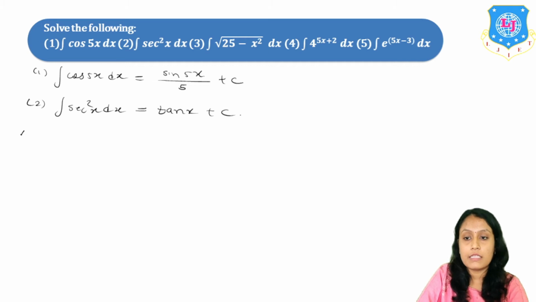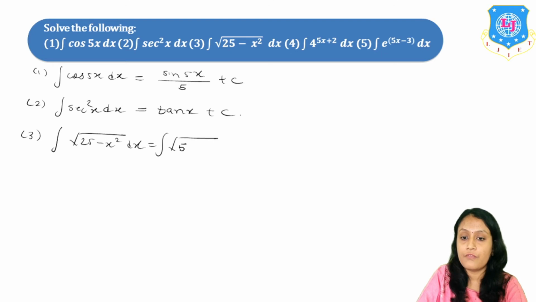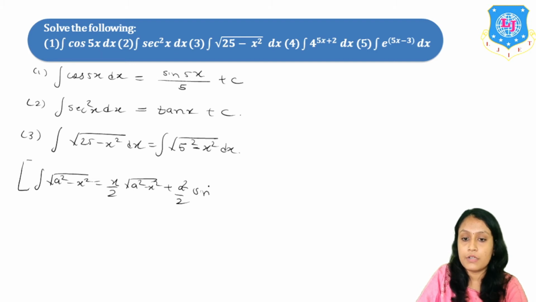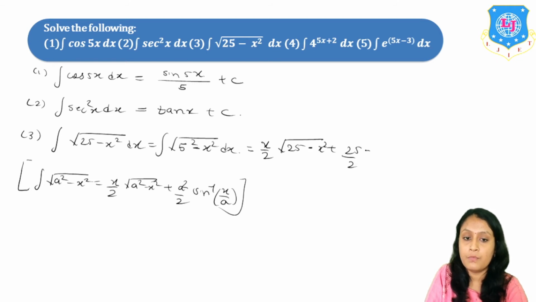The next example is integration under root 25 minus x square dx. This 25 we will write as under root 5 square minus x square dx. In order to solve this, we have to use the formula of under root a square minus x square, which is x by 2 under root as it is, plus a square by 2 sine inverse x upon a. Now here a is 5, so in place of a just write down 5. You will get the answer as x by 2 under root 25 minus x square plus 25 upon 2 sine inverse x upon 5 plus c.